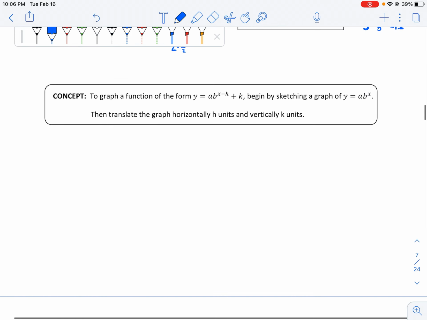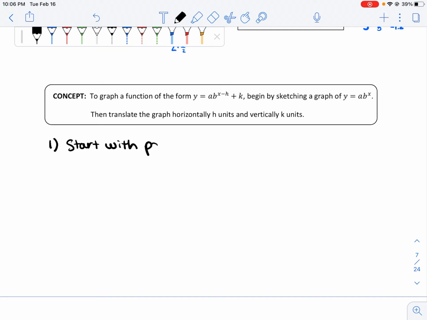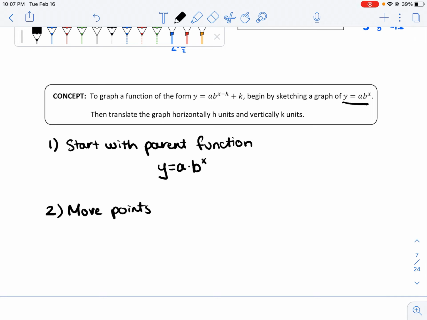Okay, so just like last week, we also are going to shift these. The steps for this are that you start with the parent function, and remember that parent function is what we just graphed in this last example. It's your y equals a times b to the x. And then you're going to move your points, and just graph those 2 points by transformation, whatever that transformation is.